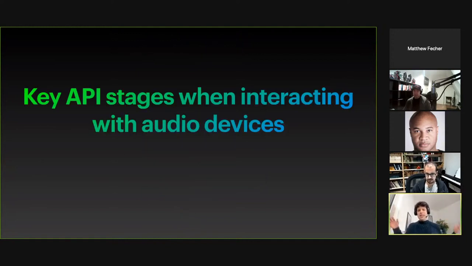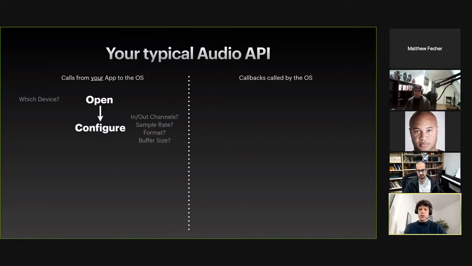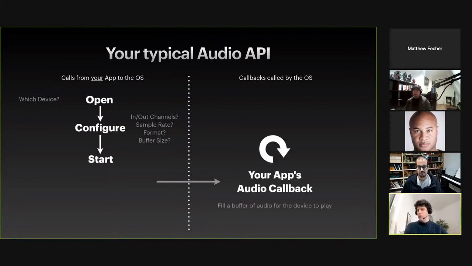So let's talk about the key API stages when you're interacting with audio devices. Probably anyone who's done directly outputting audio to a device will know, when you want to start doing audio, you have to open the device. So you need to say, which device do I actually want to talk to? Is it my USB device? Is it my built-in audio device? Then you normally configure the device. You would say, how many input and output channels? What's the sample rate? What's the sample format I want to use? What's the buffer size? Then you start the audio device. And when you start the audio device, your OS will normally give you regular audio callbacks, right? And then you stop the device at one point when you're done doing audio and you close it again.